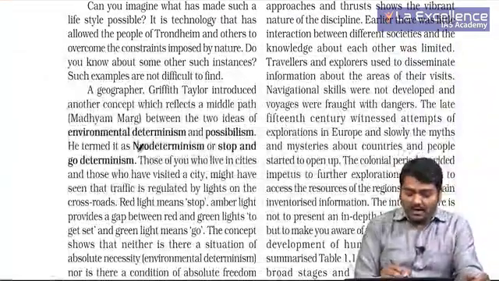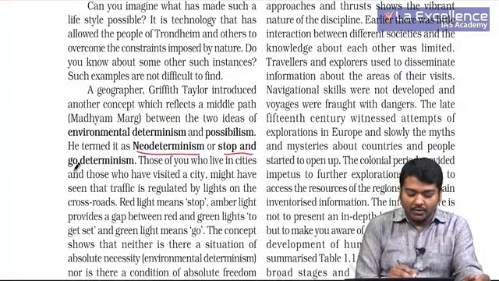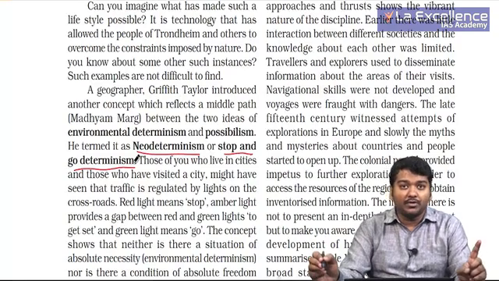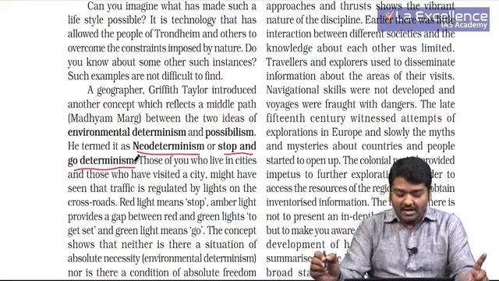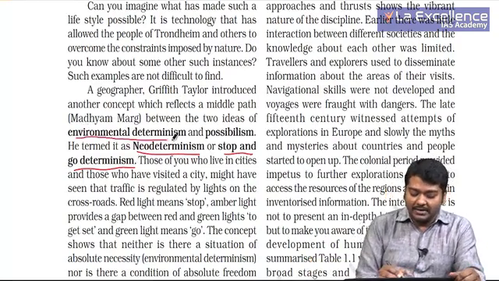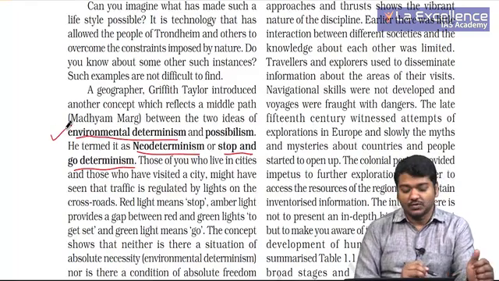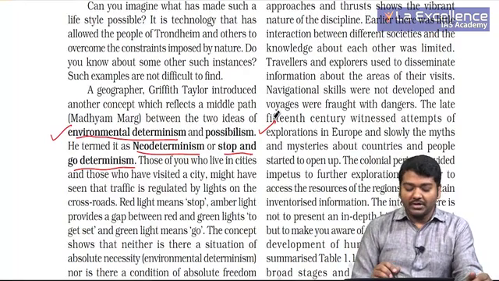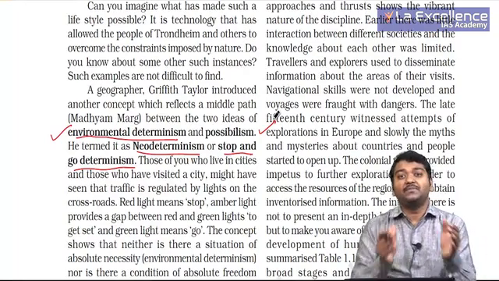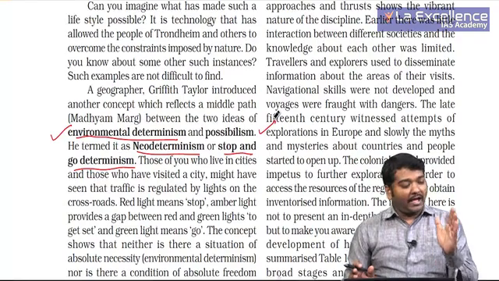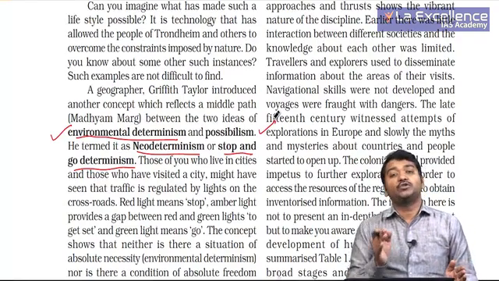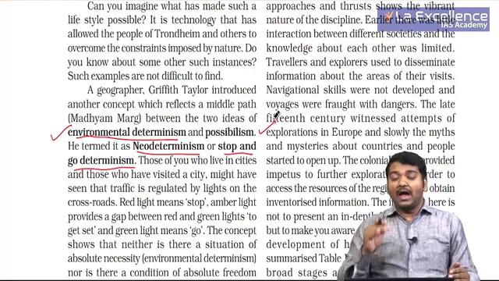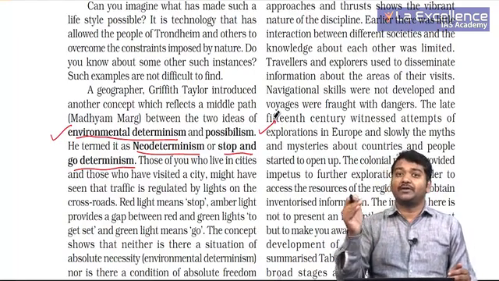And then you have neo-determinism or stop and go determinism. The difference between neo-determinism or stop and go determinism is that when we talk about environmental determinism, environment is supreme. In possibilism, human beings are supreme. Neo-determinism or stop and go determinism is a median approach. They say that environment is important, but environment also provides enough choices. So human beings have to take their choices and go according to their wish.